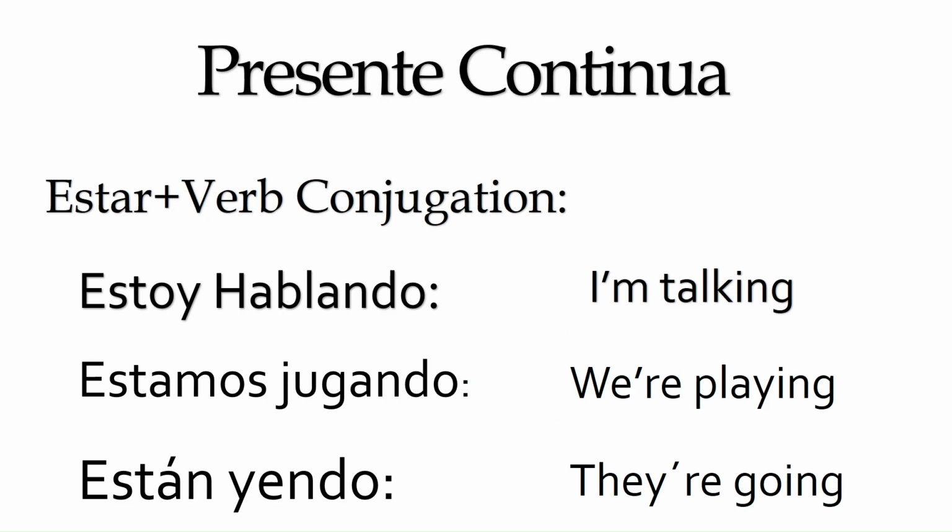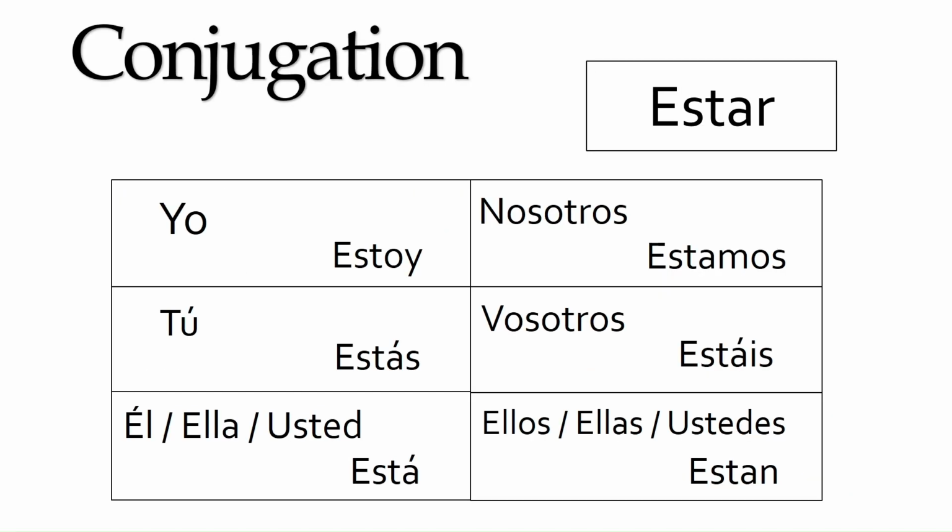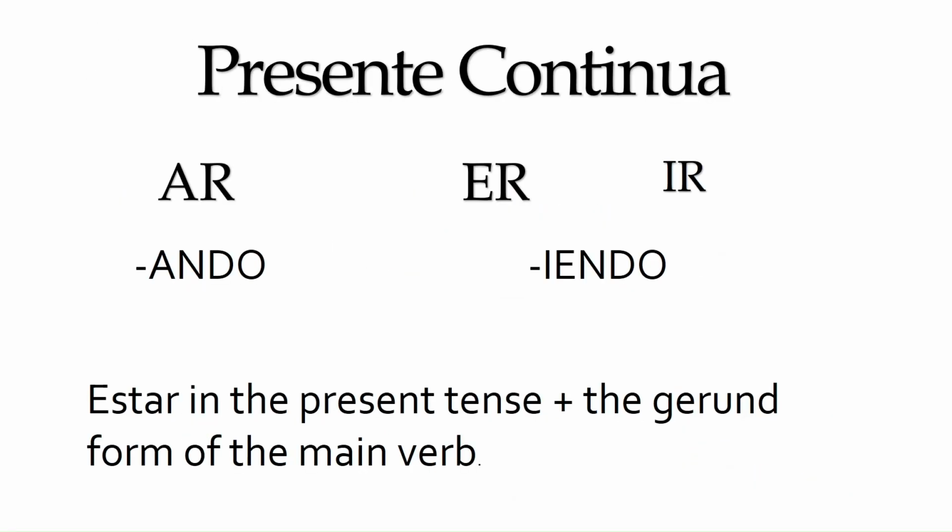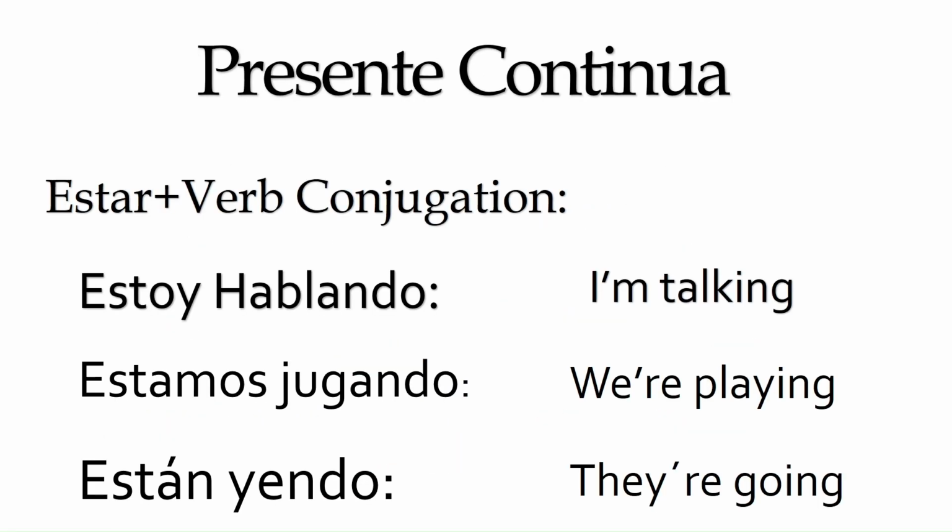Now the sentence structure: estar plus the verb conjugation of present continuous, or presente continua. The conjugation of estar, estoy, means I am. Hablando: the verb hablar ends with AR, and as I told you, when it's an AR verb, you just have to write ando. So here it is: estoy hablando, I am talking.